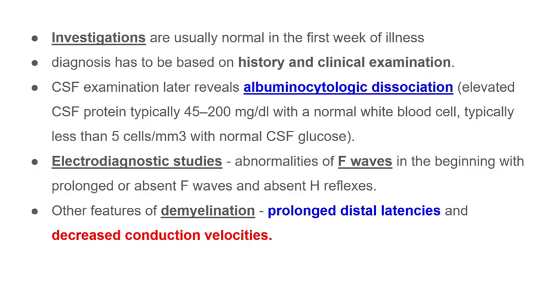Electrodiagnostic studies show abnormalities of the F waves in the beginning, with prolonged or absent F waves and absent H reflexes. Other features of demyelination, like prolonged distal latencies and decreased conduction velocities, may also be present.